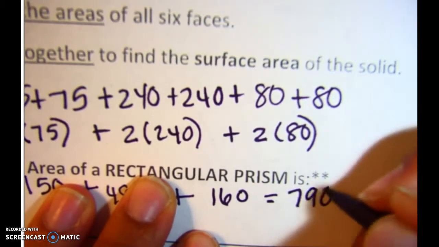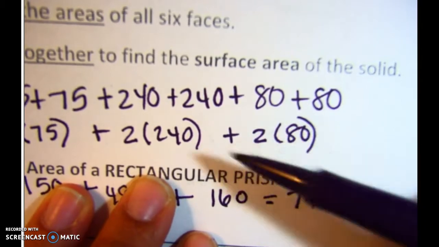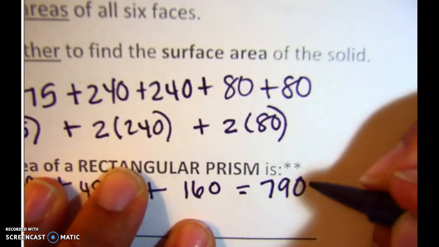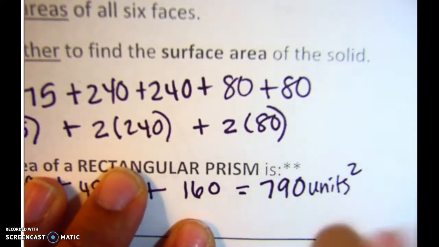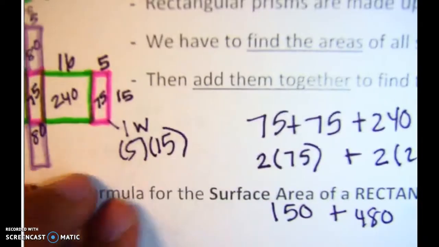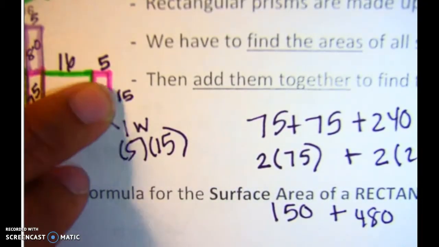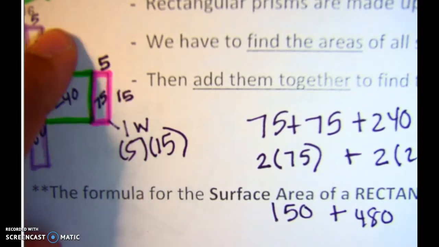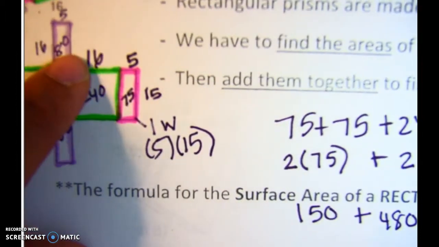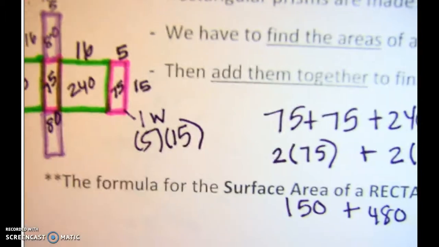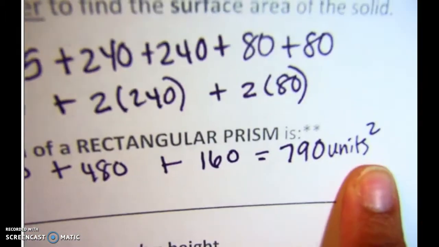790. And they don't give us inches or feet or miles, so I'm just going to put units squared. We're using a square because I'm multiplying two numbers at a time to get the area. Area is in square units. 5 times 15 is the area of this. 16 times 15 is the area of this. So you want to make sure your units are squared.